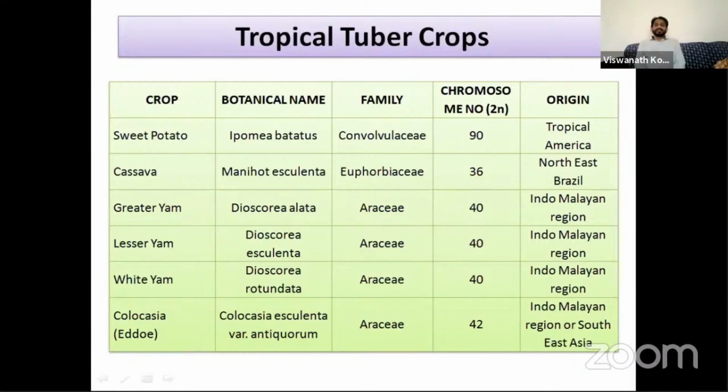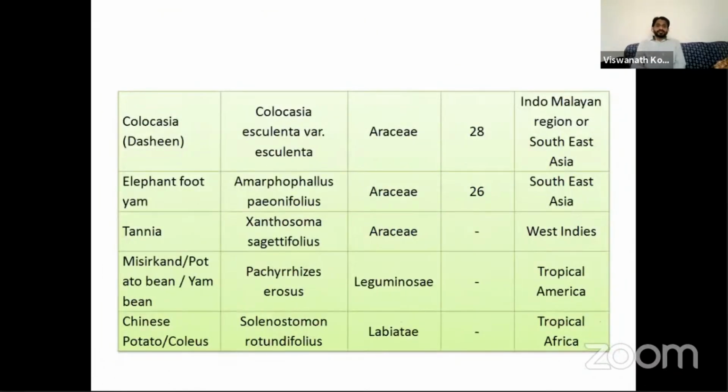You can go through the botanical names, family, chromosome number, and their origin. You can get them from my slides. Another colocasia: elephant foot yam, tania, Mexican, Chinese potato.